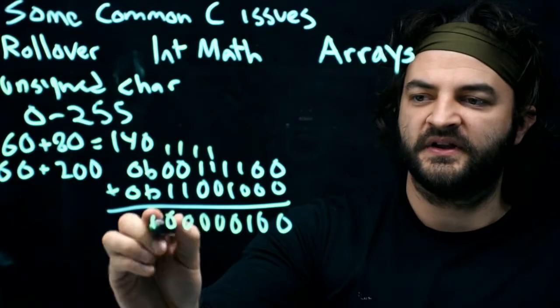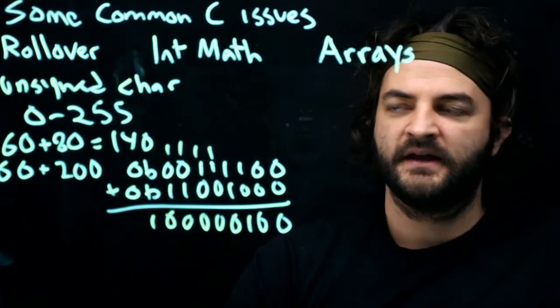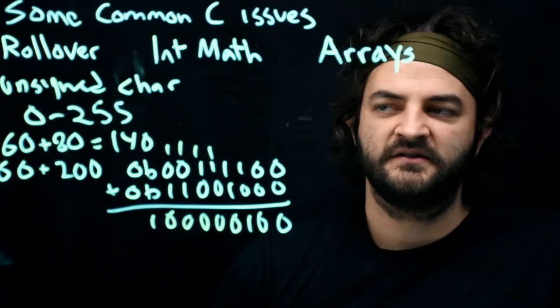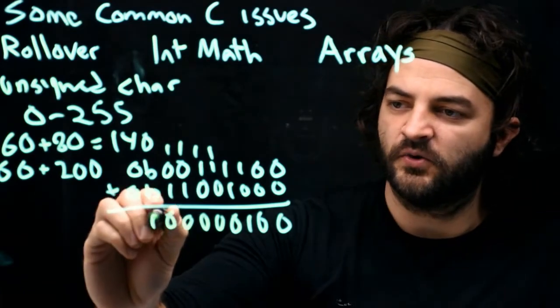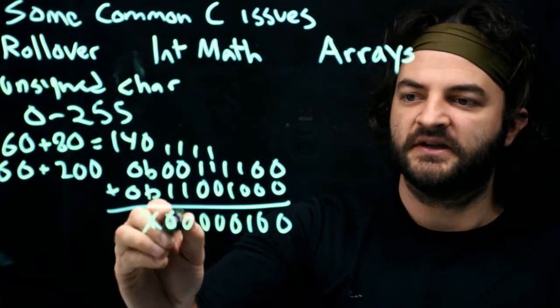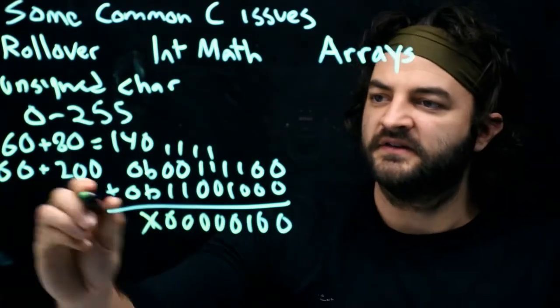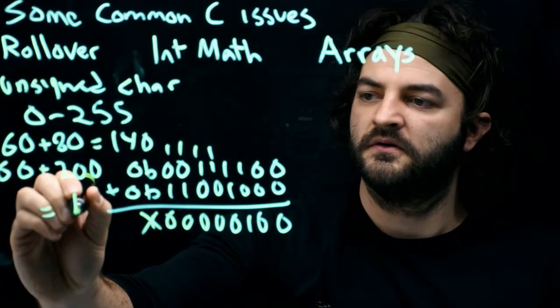So we end up with a 9-bit number. Now when we tell C to do this instruction, it's going to throw away the 9th bit because it can't be stored into an unsigned char. So this ends up being the number 4.